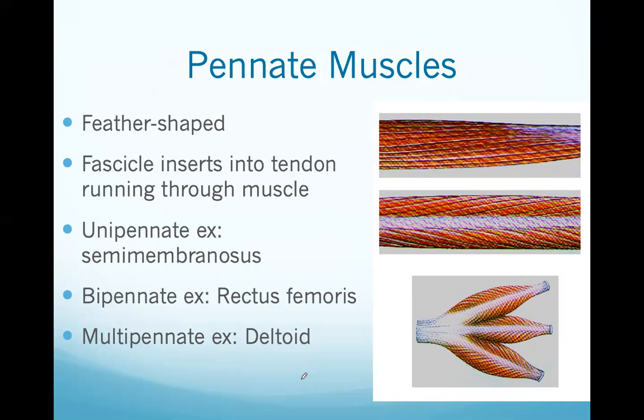You can have bipennate, which is your rectus femoris. This is one of the major muscles of your quadriceps, again the anterior aspect of your thigh. And then you can have multipennate, which is the deltoid, as you can see in the picture. The deltoid is the triangular muscle that forms your shoulder, or covers your shoulder.